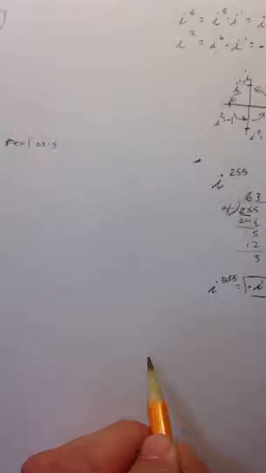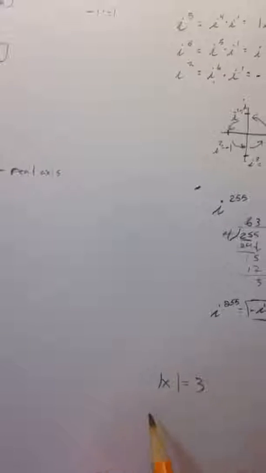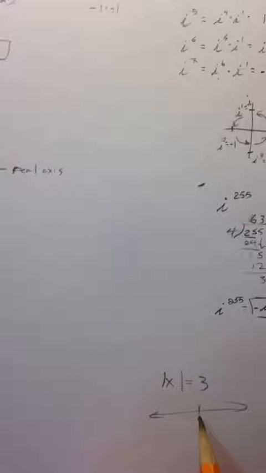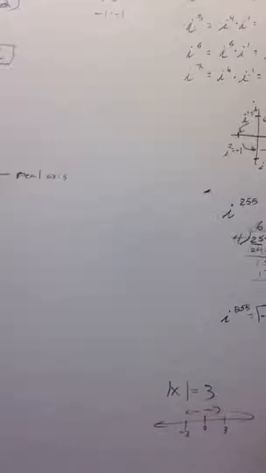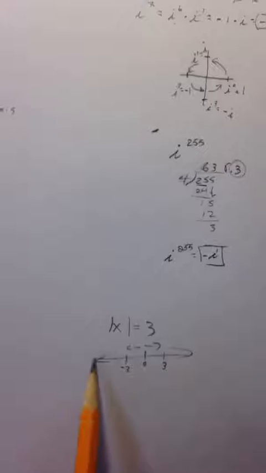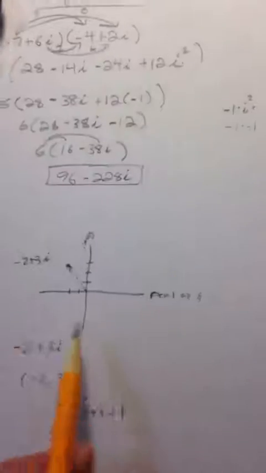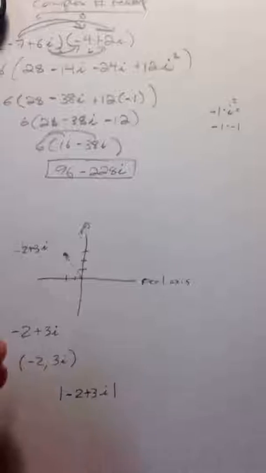Kind of like you remember back when we had absolute value of x is 3. We knew that it was like here's 0, here's 3, here's -3. 3 units either way, right? Well, think about it. Remember, real number axis, that's all we're dealing with. Now we've expanded our understanding of numbers. So essentially, we're talking about the same thing. It's just now we're looking at complex numbers.